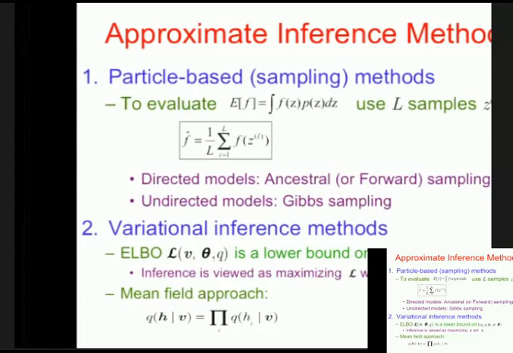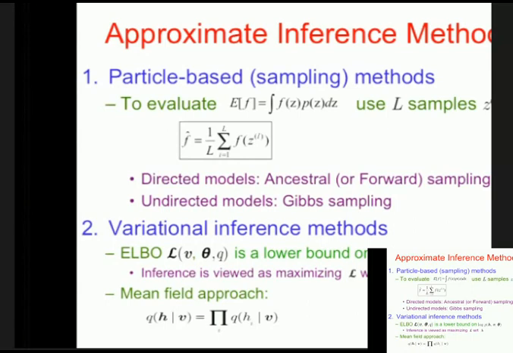And the idea here with this particle-based method is, supposing I have a distribution P of Z, and then I need some function of Z, which is F of Z, and how do I get the expected value? What's the average value of that function? And instead of doing the integral of F of Z times P of Z, that's a standard way of getting an expectation, the average value of some function, we replace that with a summation.